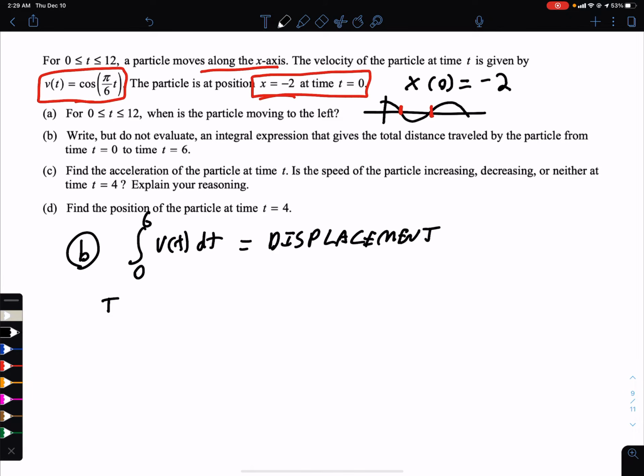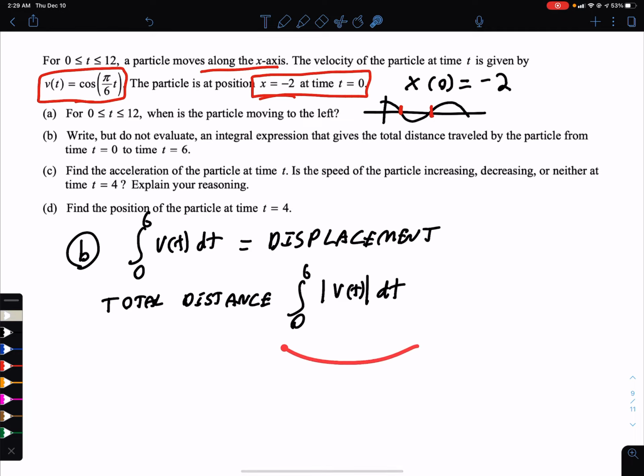Here is something you have to know. Total distance. Wouldn't it be awesome if I could take this negative velocity and move it up top and make it positive? If I can move it up top, then when I integrate, I add those up and get the total distance. Well, I can do that. It's the integral from 0 to 6 of the absolute value of v of t dt. This gives me the total distance traveled because it takes any negative velocity and makes it positive, therefore adding all the distances up instead of subtracting. Okay, so that's B.